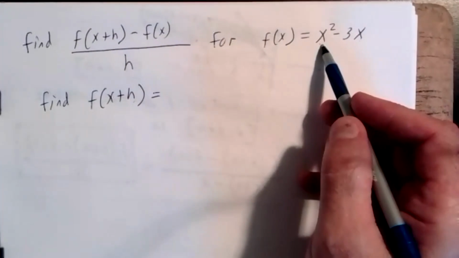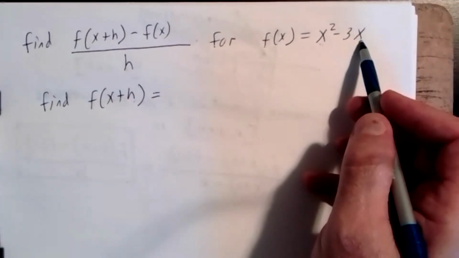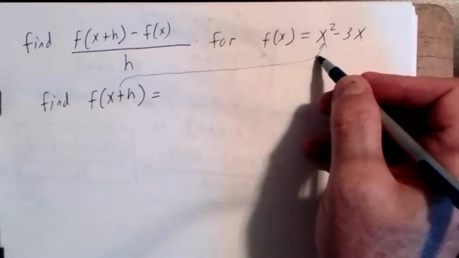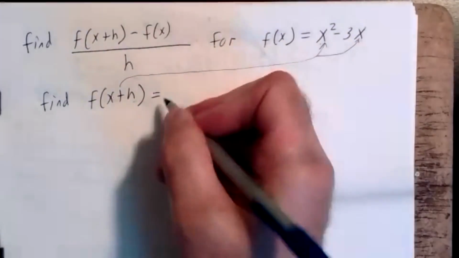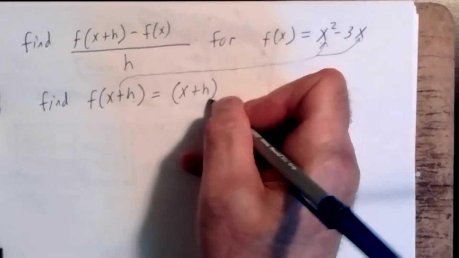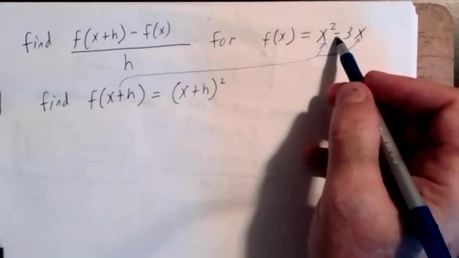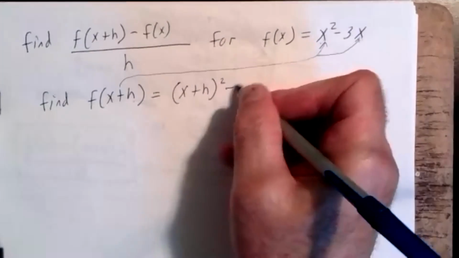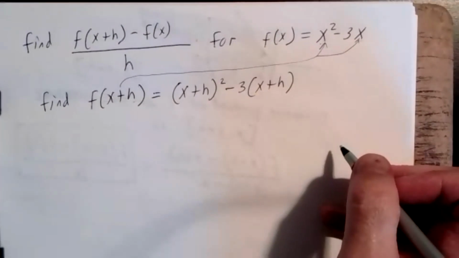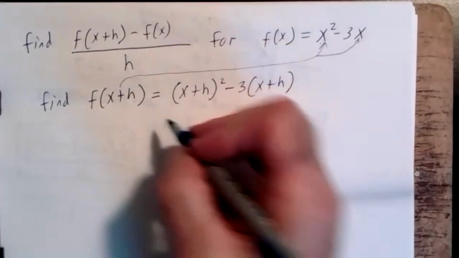So x plus h has to drop in here, and it has to drop in here. So this x plus h here has to go in here for x, and also for here and for x. So f of x plus h is going to be (x plus h) squared minus 3 times (x plus h). All right, and we can simplify this here if you want.